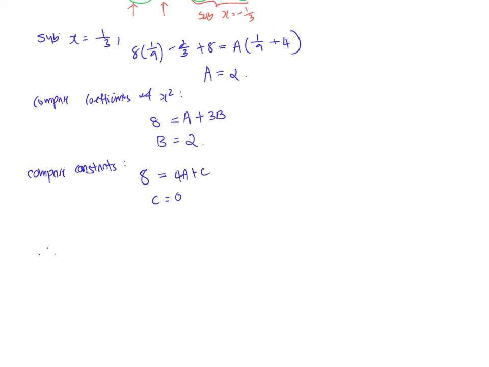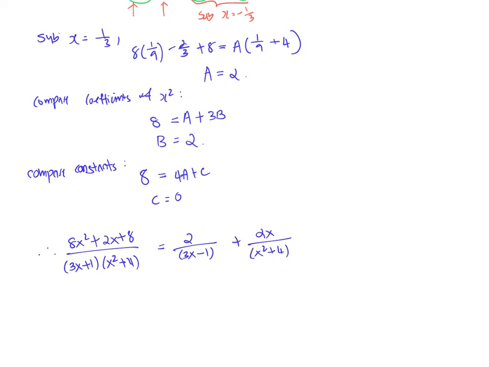Therefore, we have our original question, (8x squared plus 2x plus 8) over (3x plus 1)(x squared plus 4), equals 2 over (3x plus 1) plus 2x over (x squared plus 4). Congratulations, that would be the answer for the first part of the question.